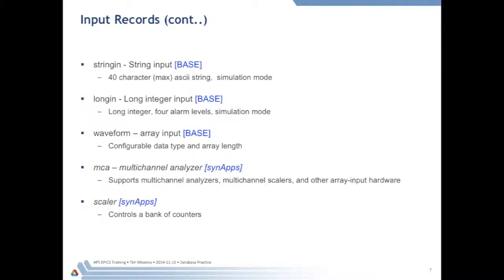And there's a string in record, which is limited to 40 characters. There'll be a longer one in EPICS 3.15. There's a long in, and by that is meant a 32-bit integer. A waveform, which is an array of types to be defined in the database. With the waveform you can have an array of characters, an array of strings, or an array of longs, or whatever.